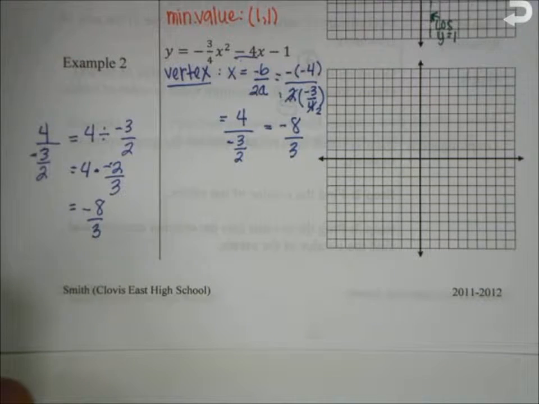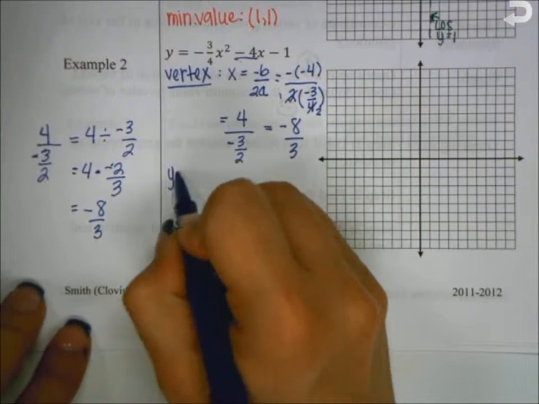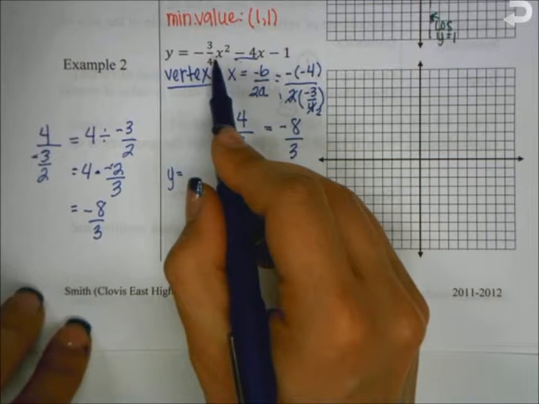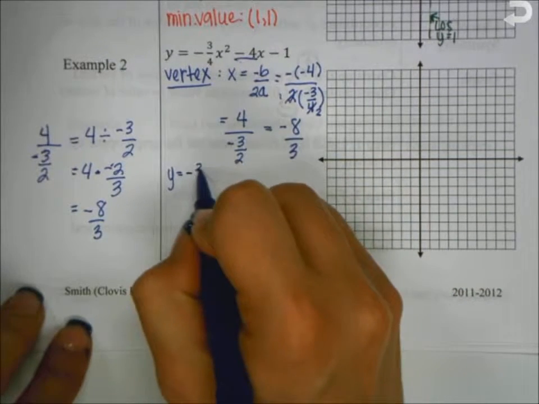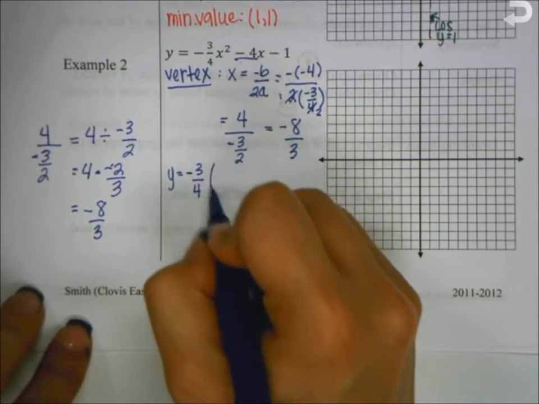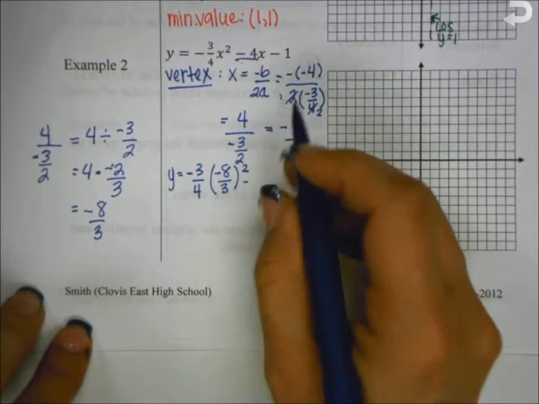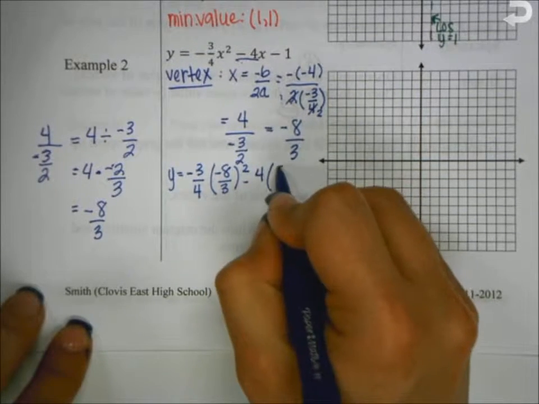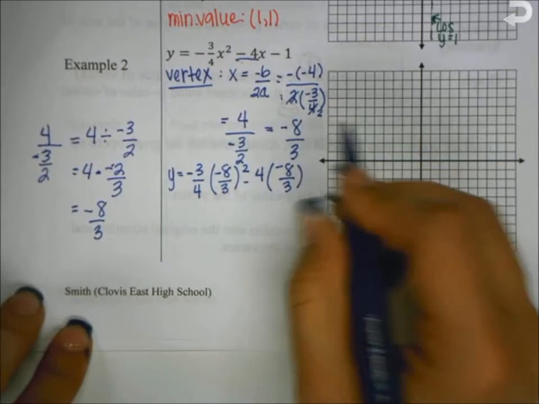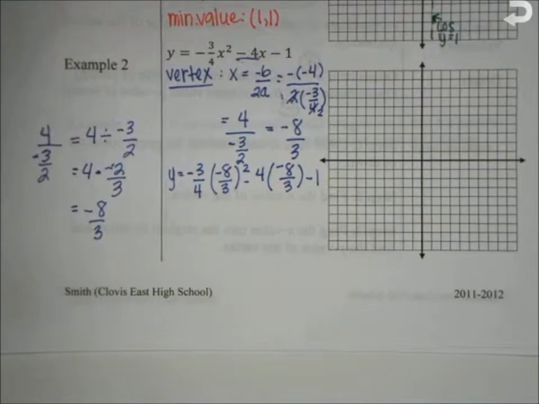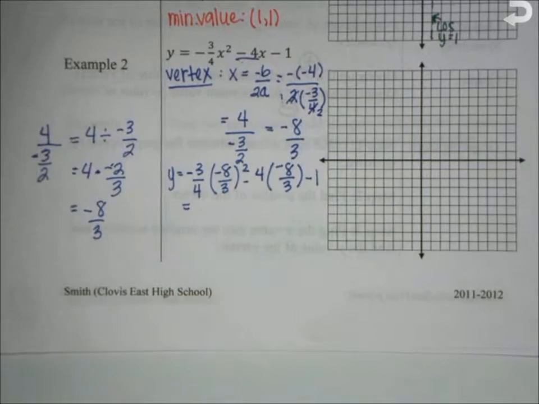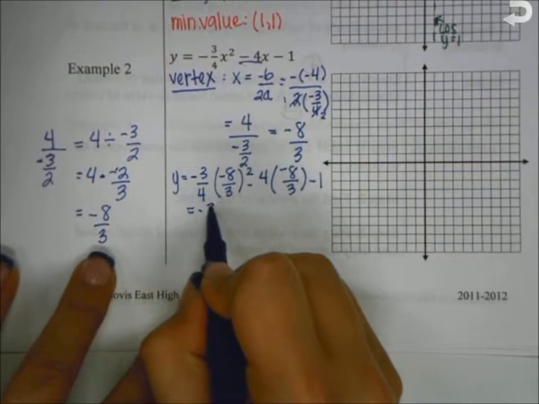Okay, let's find the y value. To find the y value, we plug x back into our original equation. So negative 3 over 4 times negative 8 over 3 squared, minus 4 times negative 8 over 3, minus 1. Okay, that equals negative 3 over 4 times negative 8 over 3 squared.